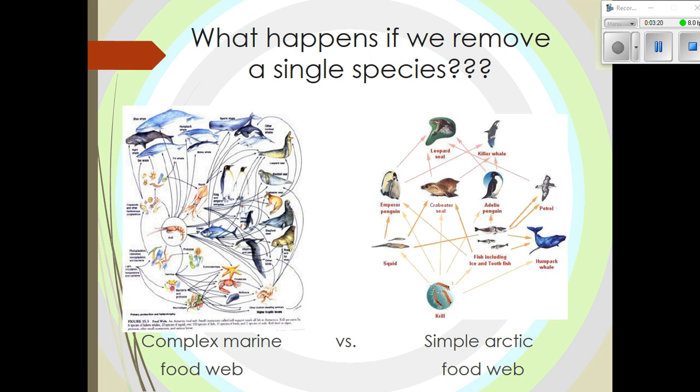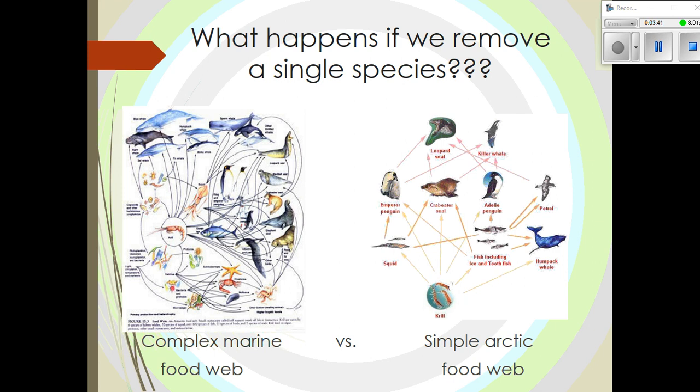Take a look at these two food webs. The first one is a very complex marine food web in a saltwater environment. You'll see lots of species and lots of biodiversity. The other one is another environment up in the Arctic and has a much simpler food web. It has a much smaller biodiversity.